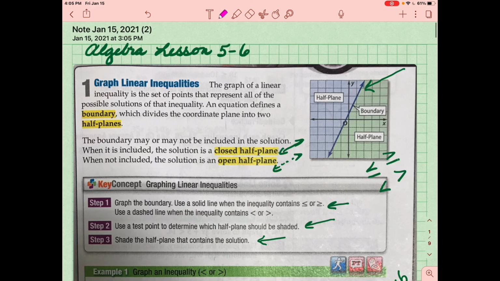All right. Okay, in conclusion, we are going to rearrange our equation into y equals mx plus b. We are going to graph the boundary. Okay, once the boundary, remember we need to know whether it is going to be dotted or solid. Okay, then we use a test point to determine which way we're going to color, on which side of the line, and then we're going to do the coloring. So that's all there is to it.